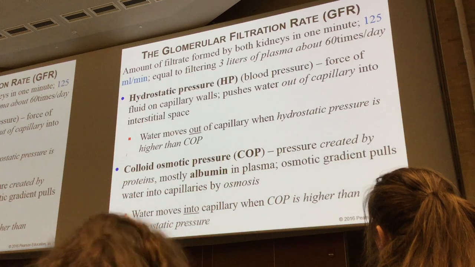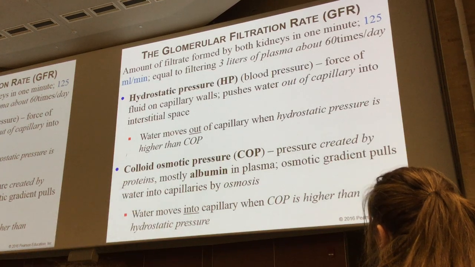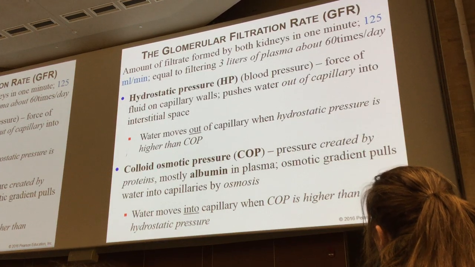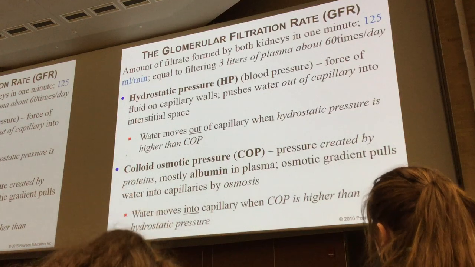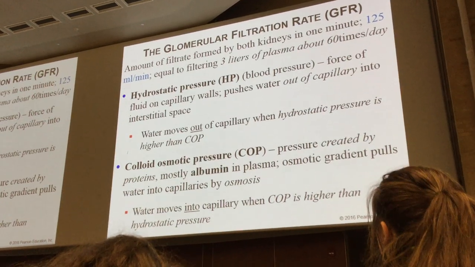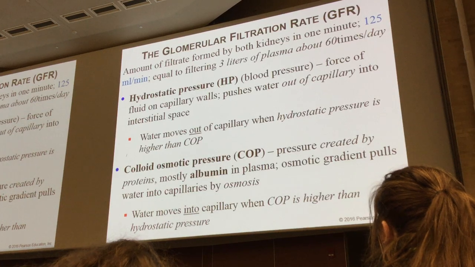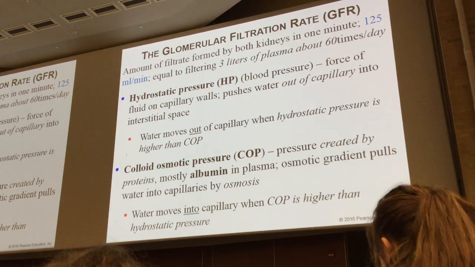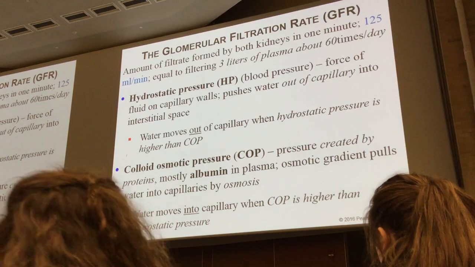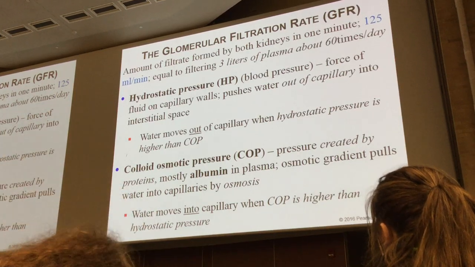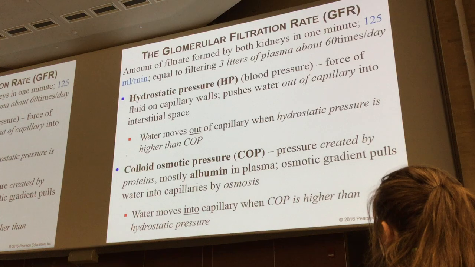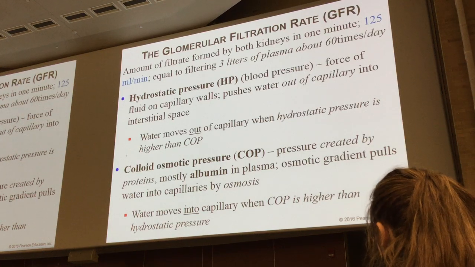All right, how do we filter? We filter by pressures, no different than the capillaries in our tissue beds. We have hydrostatic pressure, and we have colloid osmotic pressure. Hydrostatic pressure is similar to blood pressure and pushes things out. Colloid osmotic pressure is the hydrophilic nature of proteins such as albumin, pulling water back in. Which one wins out determines which direction the filtrate goes.